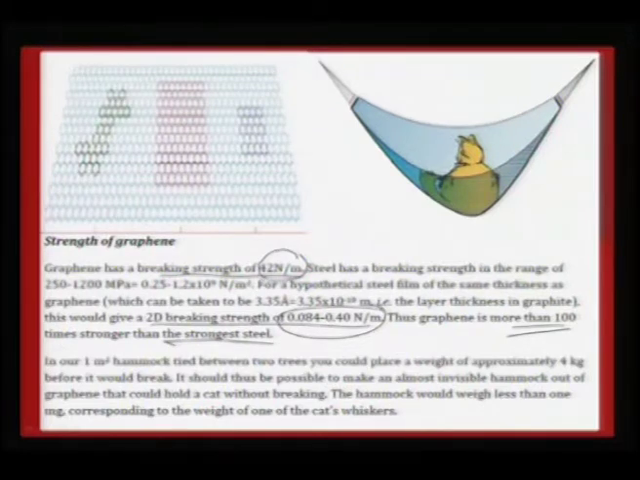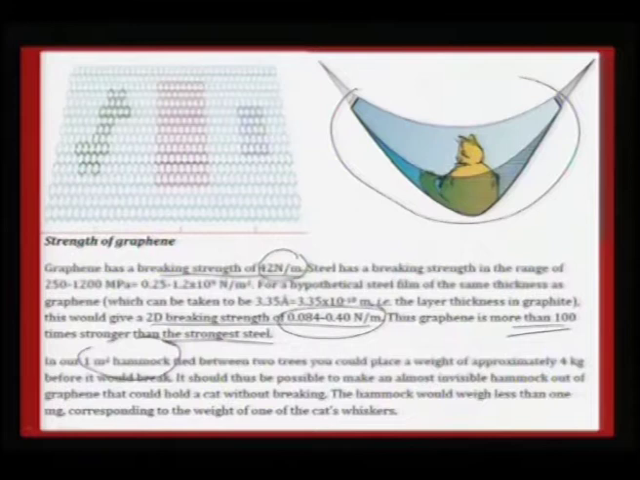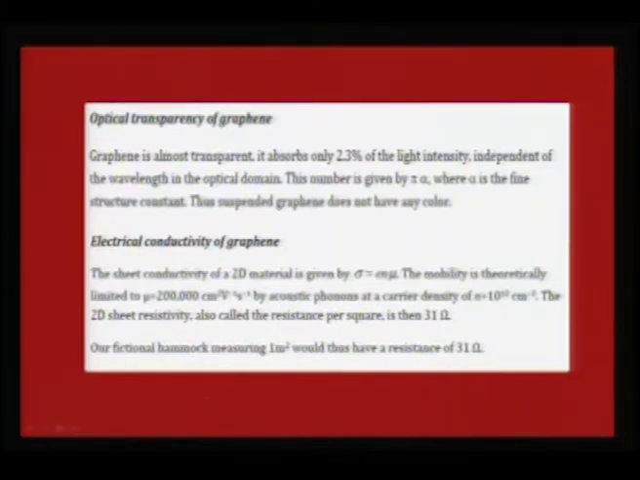So, if you are going to spread 1 meter square of a hammock like this, this is your hammock, a graphene sheet can take a load of up to 4 kgs, like putting a cat inside this hammock. So, that much strength can be derived out of graphene, and therefore it can be used for many mechanical applications.